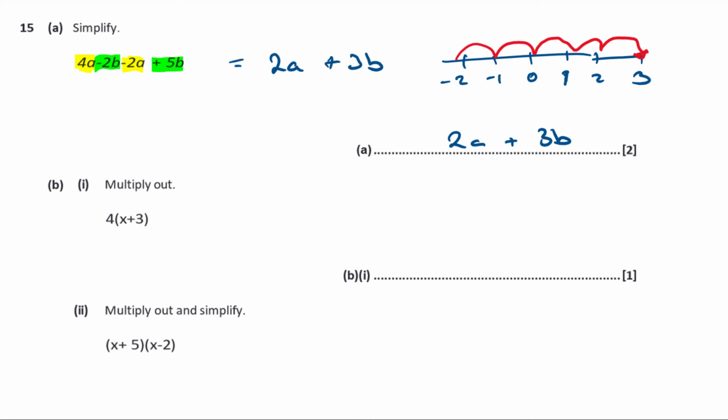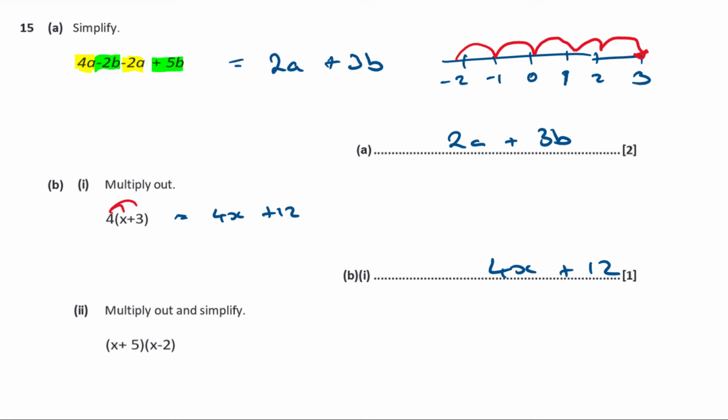Multiply out 4 lots of x plus 3. 4 lots of x is 4x. Don't forget to multiply the last number by 4 as well. 4 lots of 3, that is 12. So I get 4x plus 12 is my final answer.